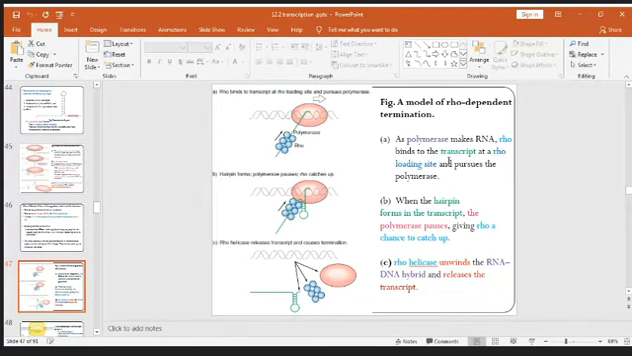So the polymerase makes RNA, rho binds to the transcript at a rho loading site and pursues the polymerase, and the hairpin forms in the transcript. Then the polymerase pauses due to the formation of the hairpin, giving rho a chance to catch up and release it from the transcription complex.